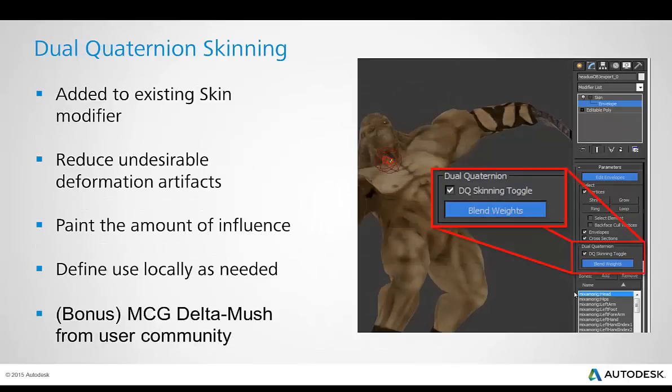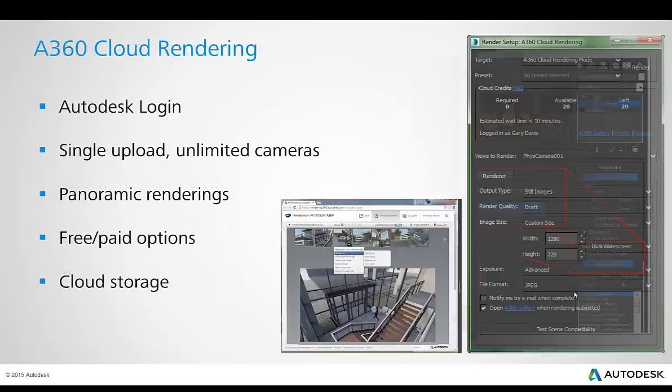Dual Quaternion Skinning. I'm very excited about this. We've had this in Maya for a while, and now to have this in Max is fantastic. Delta Mush as well, we've got this. These are really great tools that help with skinning for characters. Again, I'm going to show you Dual Quaternion Skinning and how to set up a Delta Mush for your characters.